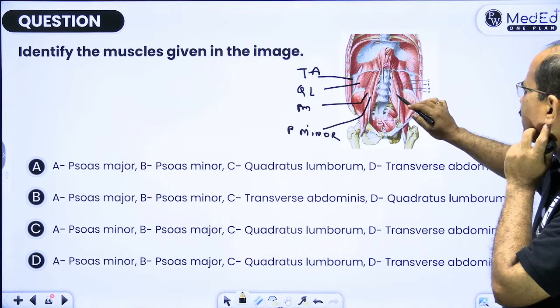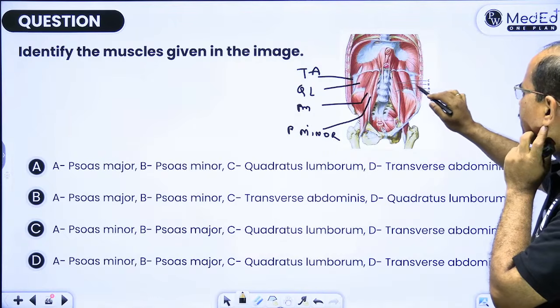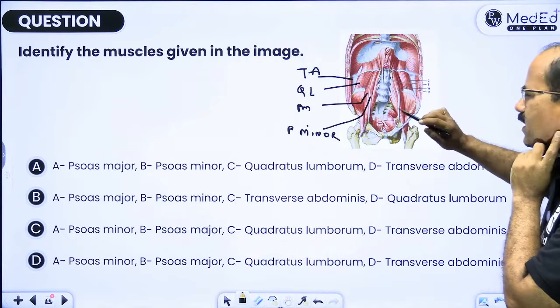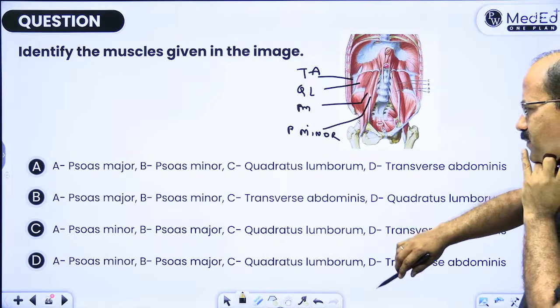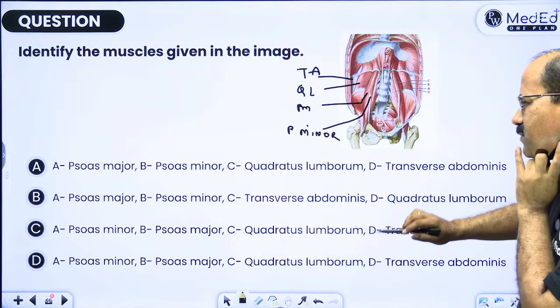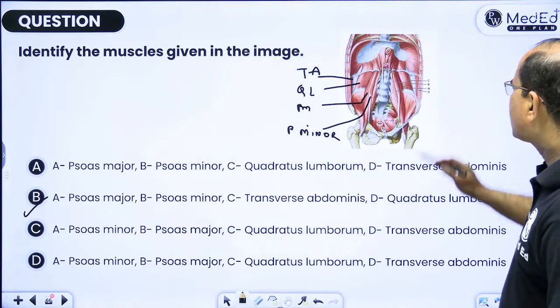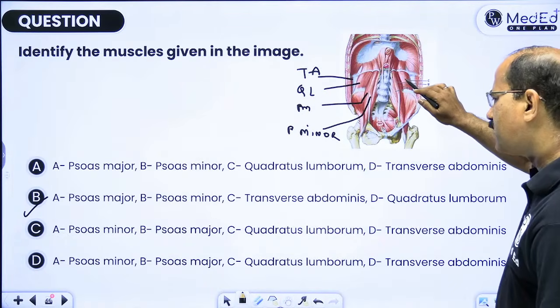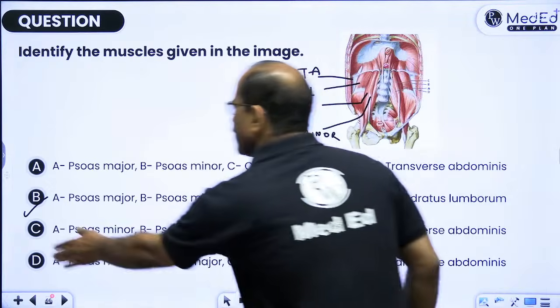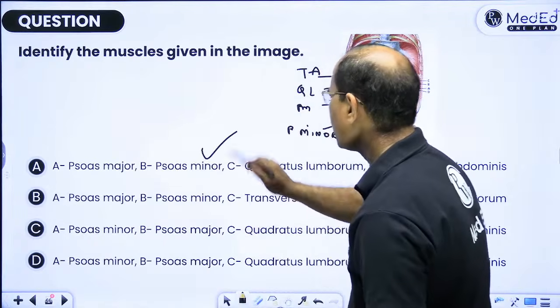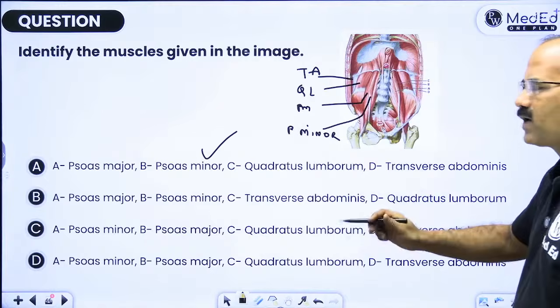A is psoas major, B is psoas minor, C is quadratus lumborum, and D is transverse abdominis. So the answer is A for this.